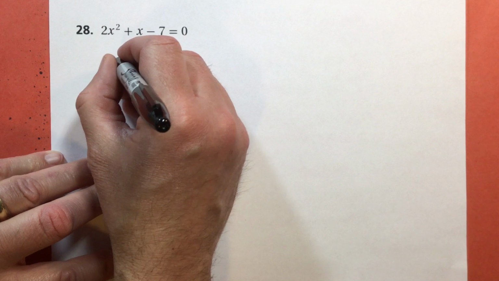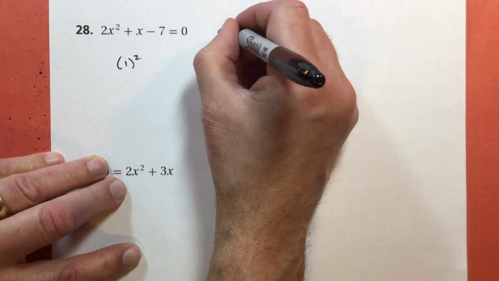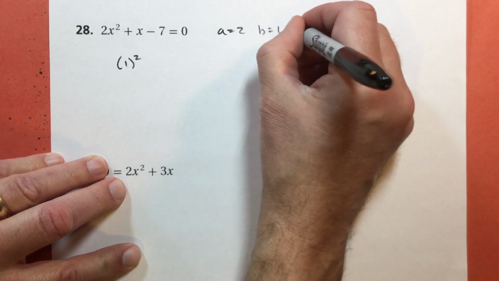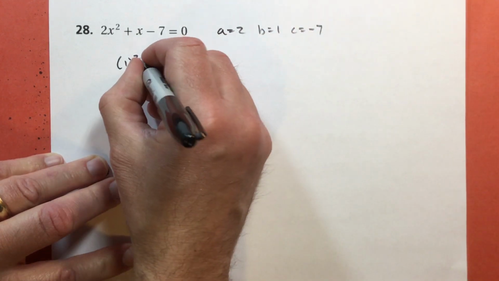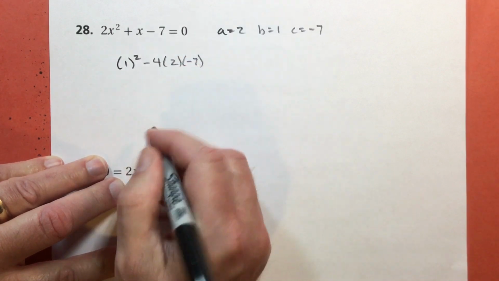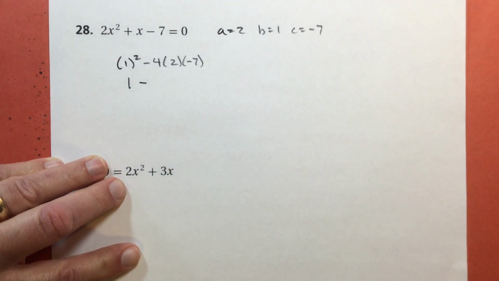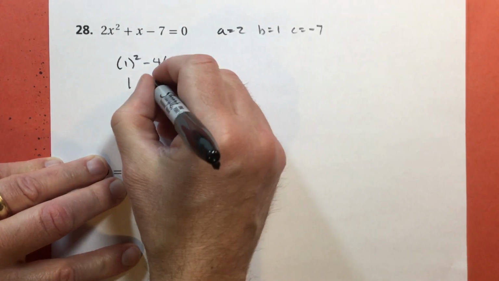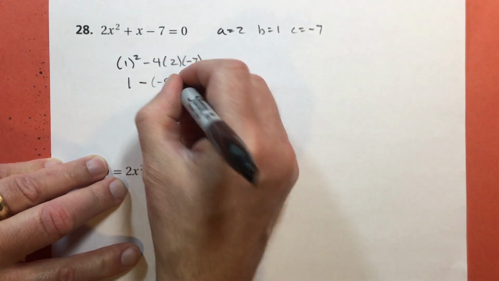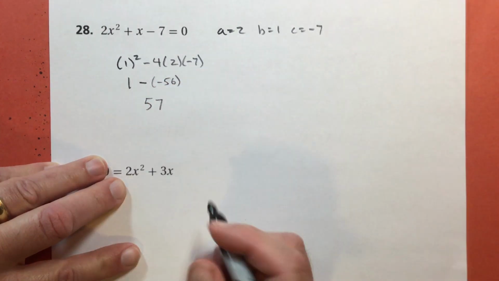So I get 1 squared, because b is 1. I should write that: a equals 2, b equals 1, c equals negative 7. Subtract 4 times 2 times negative 7. That's 1 subtract 8 times negative 7, which is negative 56. And I get 1 plus 56, which is 57.